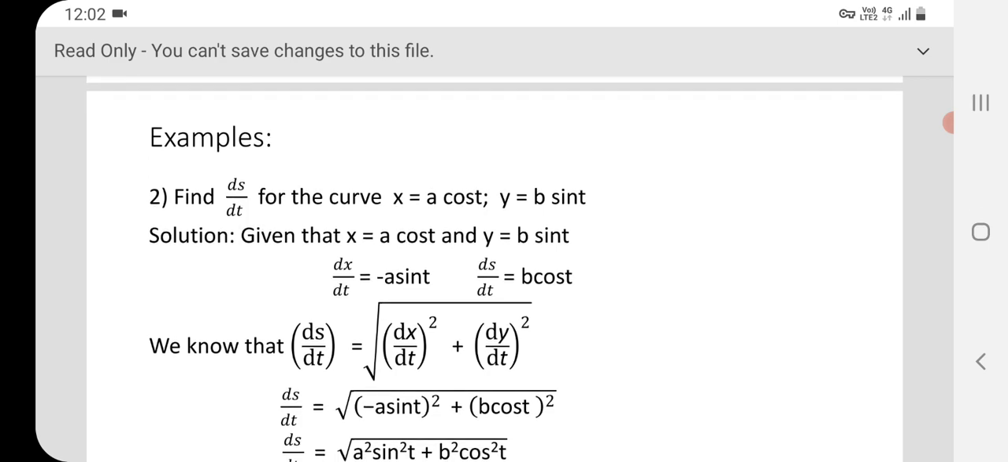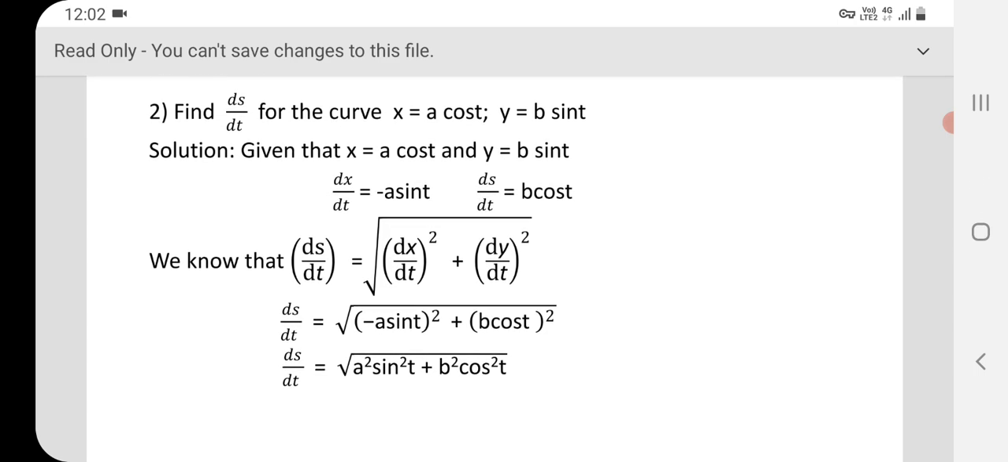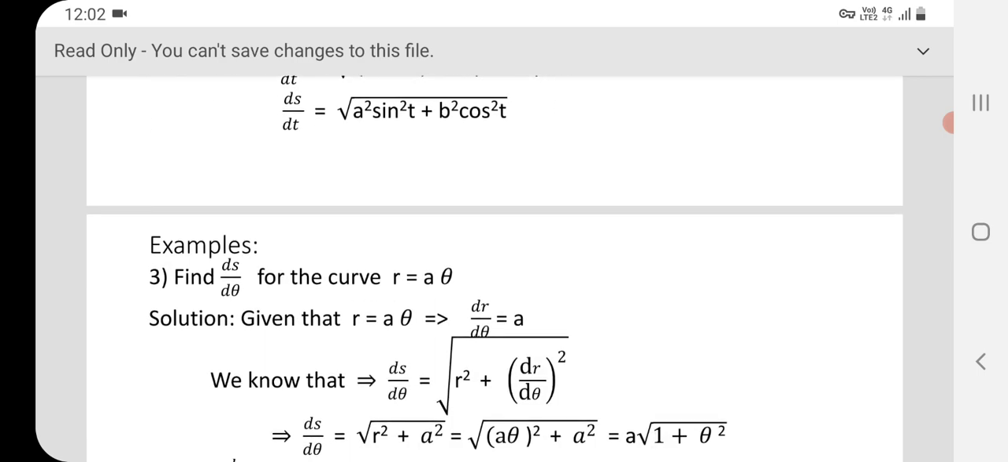Now take all these things in this formula. ds by d theta equals root of (dx by dt) whole square plus (dy by dt) whole square. So here on squaring the terms, it becomes a square sin square t plus b square cos square t.